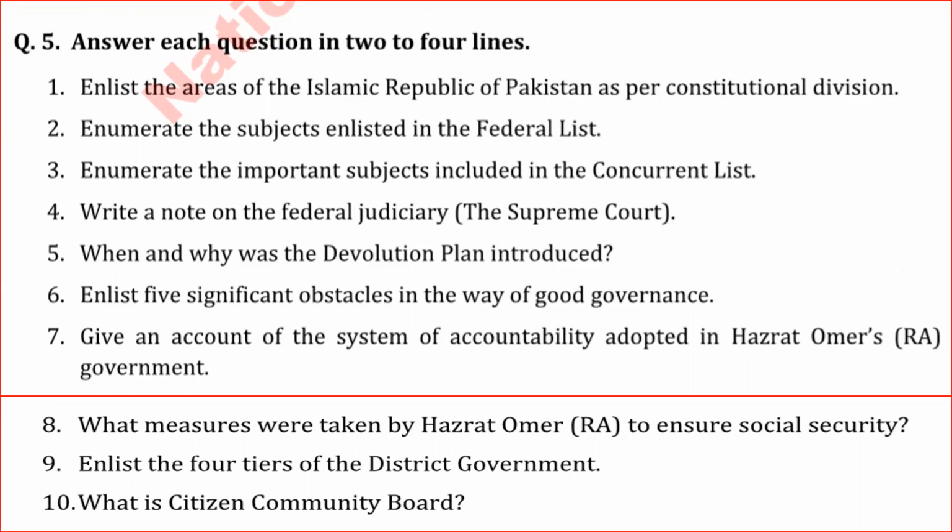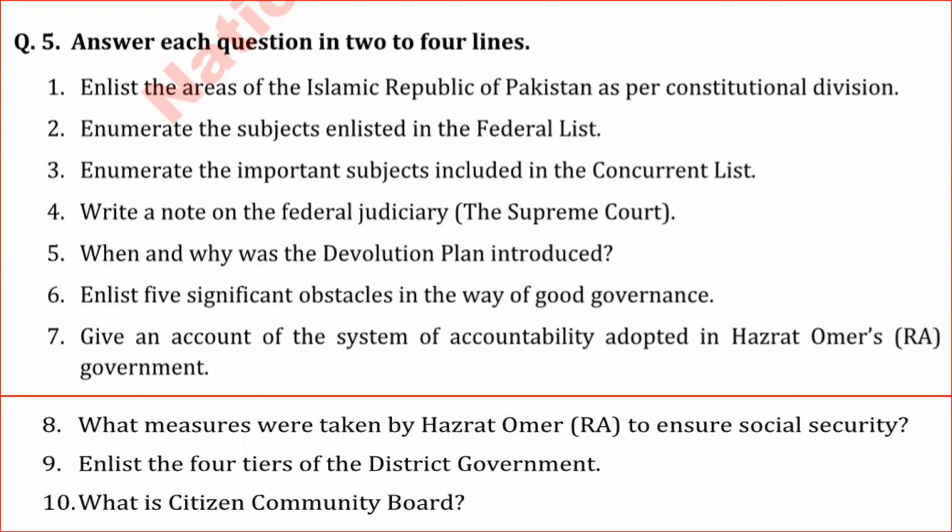Number one, four provinces: the Punjab, Sindh, the KPK, and Balochistan. Number two, the federal capital, Islamabad, and areas adjoining it. Number three, federally administered tribal agencies, FATA, and the northern areas. Number four, tribal areas adjoining the KPK and Balochistan.